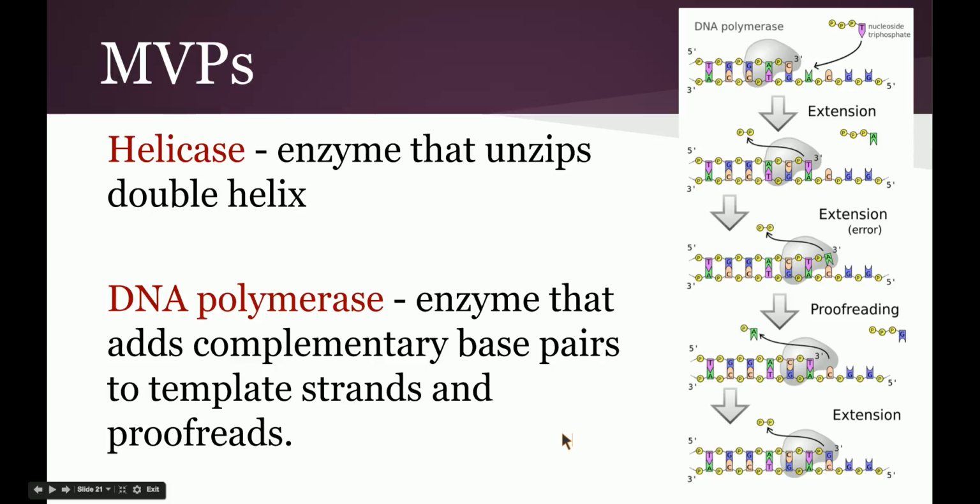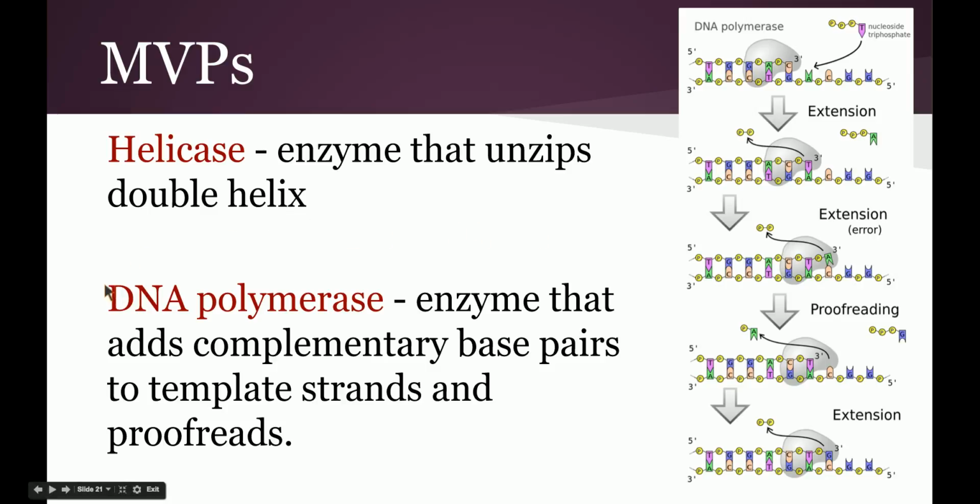So the MVPs, most valuable players that you need to know, are enzymes. And the two enzymes that you're responsible for knowing, the first one is helicase. So remember, this is the double helix. So it has two sides to it. So helicase, ASE tells us it's an enzyme, is an enzyme that unzips the double helix. So what it's going to do is come in and split those hydrogen bonds that keep your nucleotides held together. So it's going to break up those base pairs so that those new nucleotides can come fill in and really form that replicated strand.